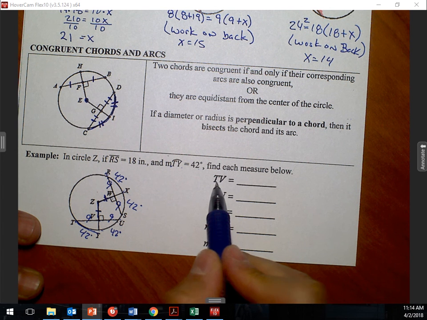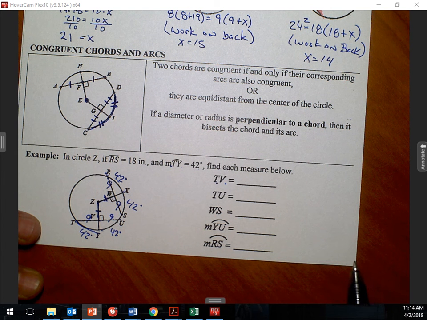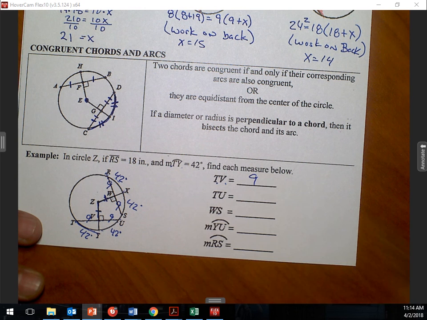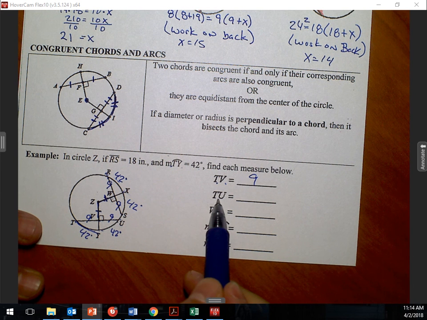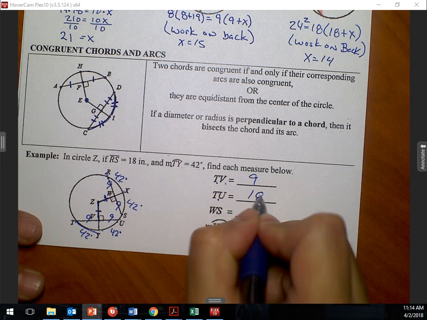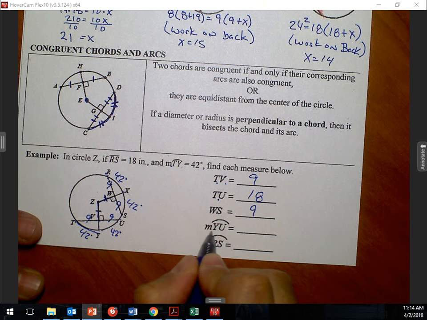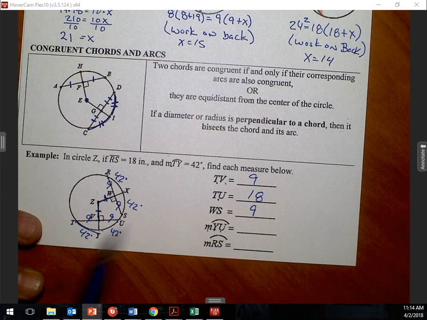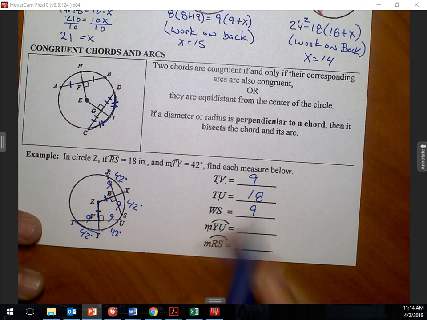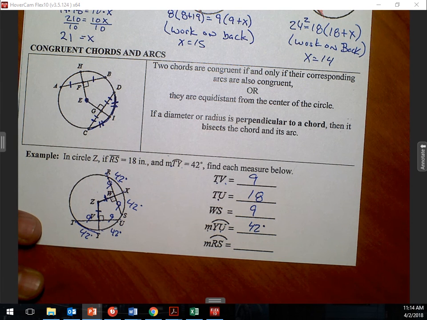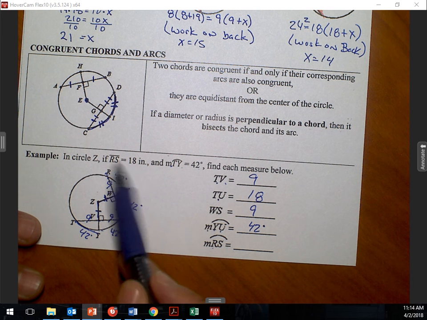So line segment T to V. What do we say TV is? 9. What is TU? 18. WS? 9. Arc YU? 42. So from Y to U is 42. Yep. R to S, so from R to S, 84.